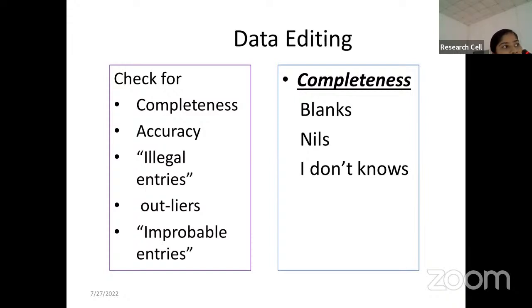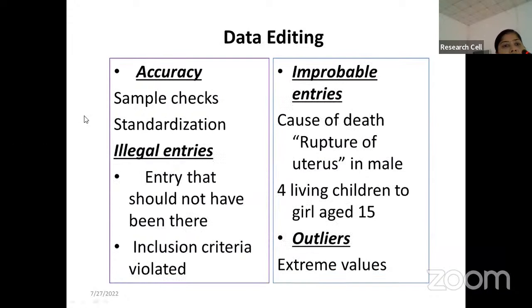When you collect the information, you will be entering it most probably into Excel. MS Excel, mostly we use that. Okay, so in that you should check all these blanks, nils, I don't knows, and you should have answers to these. Okay, these should be removed as far as possible. Accuracy can be checked like sample checks.